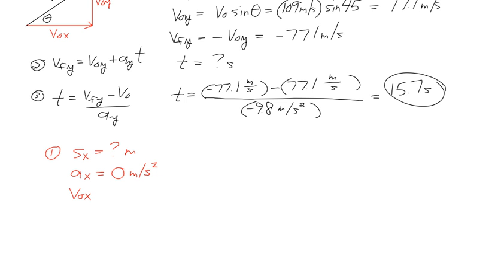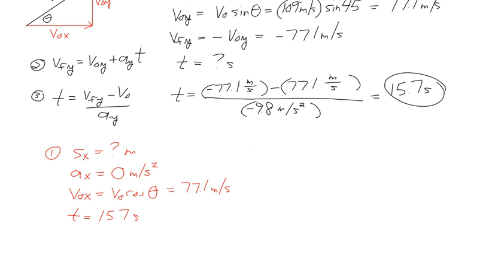VOX I know is actually going to be VO times the cosine of the angle, but the angle is 45 degrees, so it's actually going to be the same number, 77.1 meters per second, as what VOY was. So in this problem, even if you mixed up sine and cosine, you wouldn't get the wrong answer because they're the same value. And then the fourth fact we need is the time that we got from part A, 15.7 seconds. So those are the facts.